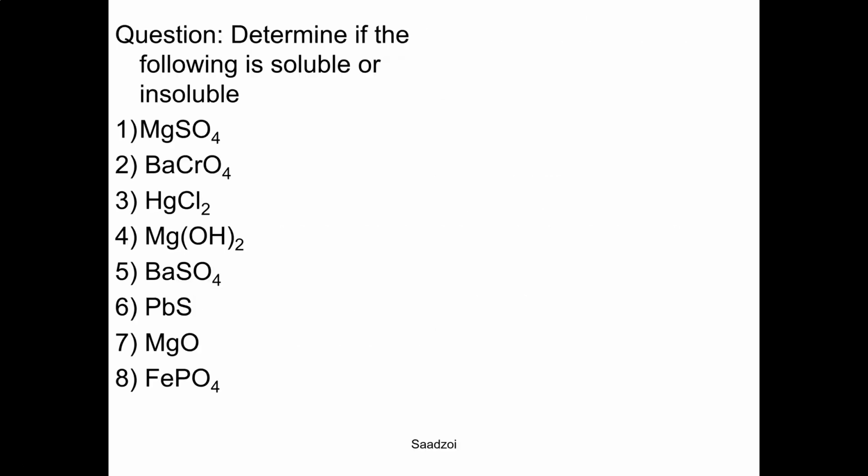So let's take a look at some of these. Magnesium sulfate. Well, where's magnesium and sulfate? Remember, sulfate's usually soluble unless it's with cations like strontium, calcium, barium, or lead, right? So in this situation, that's going to be soluble, and magnesium's not any of those exceptions.